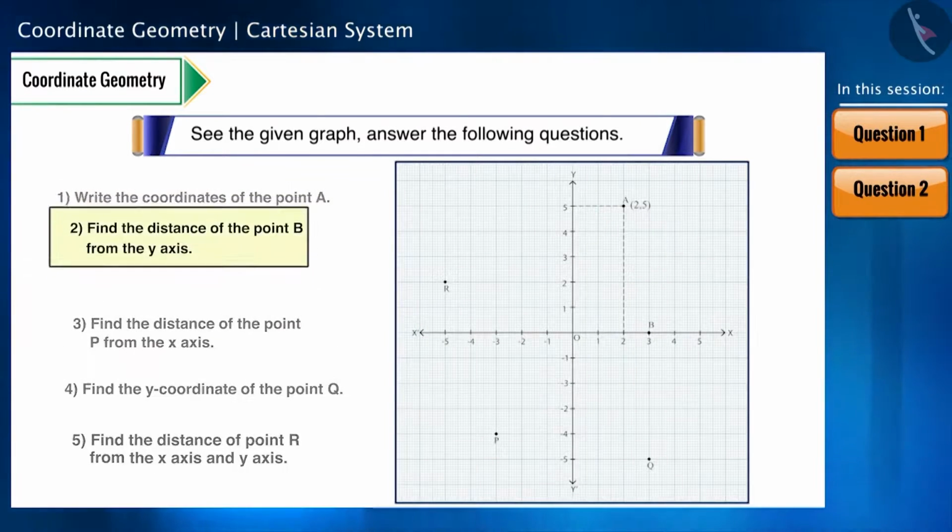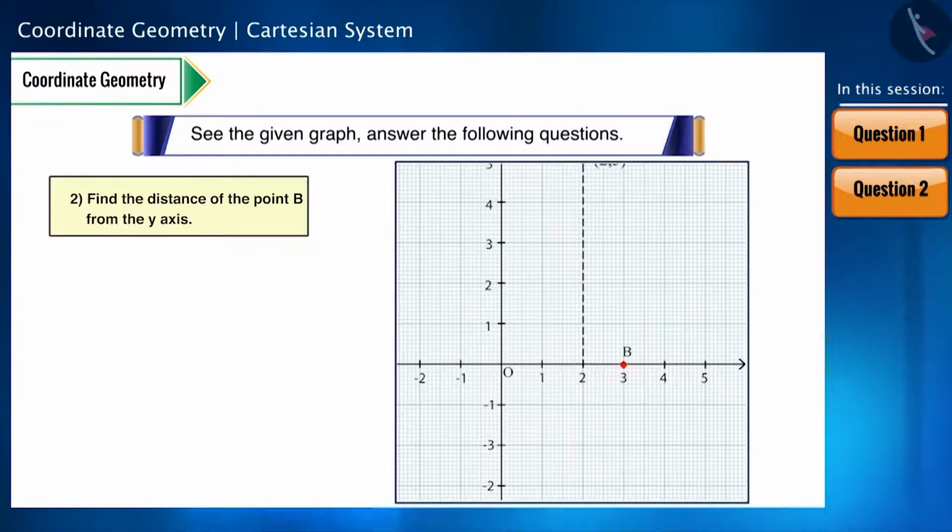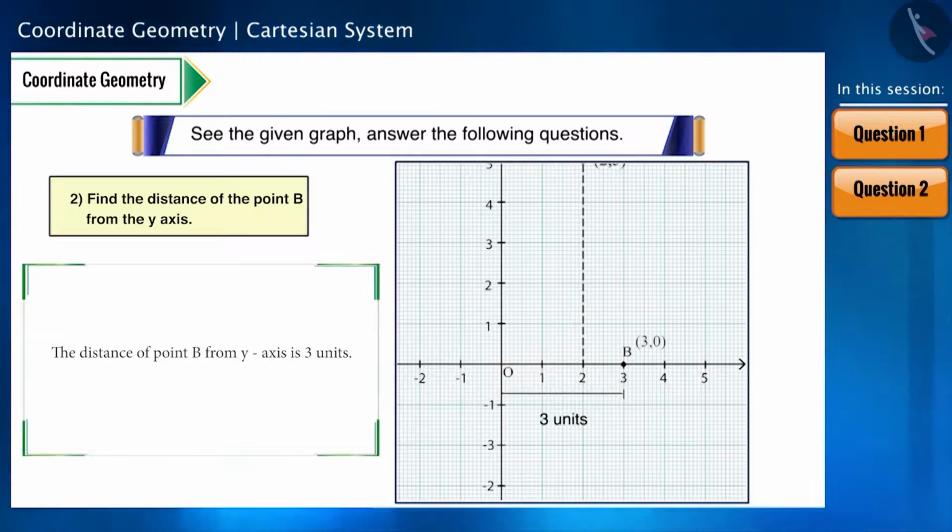Second sub-question. 2. Find the distance of point B from the y-axis. Just as we got the coordinates for the first sub-question, we will find the coordinates for the second sub-question as well. And they will be 3, 0. You can see that this point is located 3 units away from the origin. That is, the distance of this point from the y-axis will be 3 units.